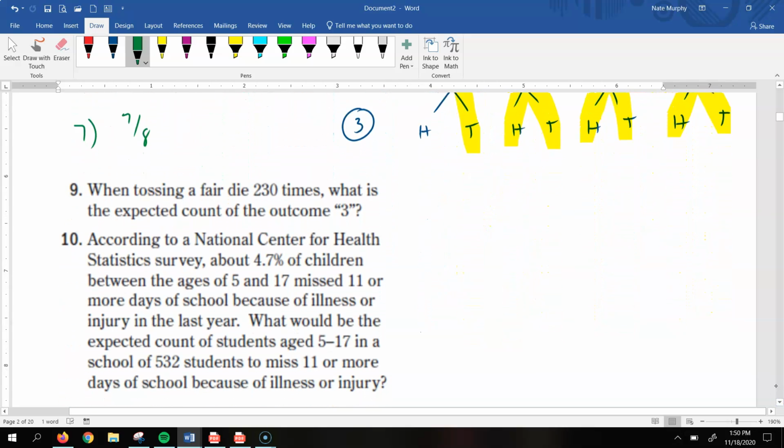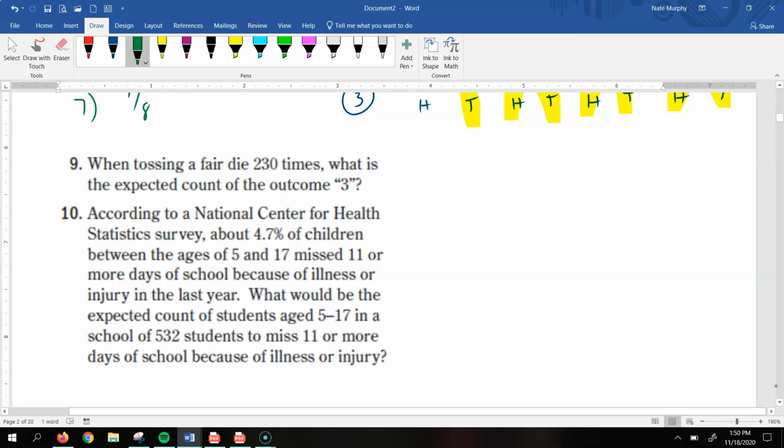All right, let's look at number 9. Tossing a fair die 230 times, what is the expected count of the outcome 3? Okay, now when we're dealing with expected counts, this was not something that was really emphasized a whole lot. I think it was actually emphasized in a later section. I left it in the review because even though we did not talk about this, this is a good concept to be familiar with. Expected count just means what would we expect to have happen.